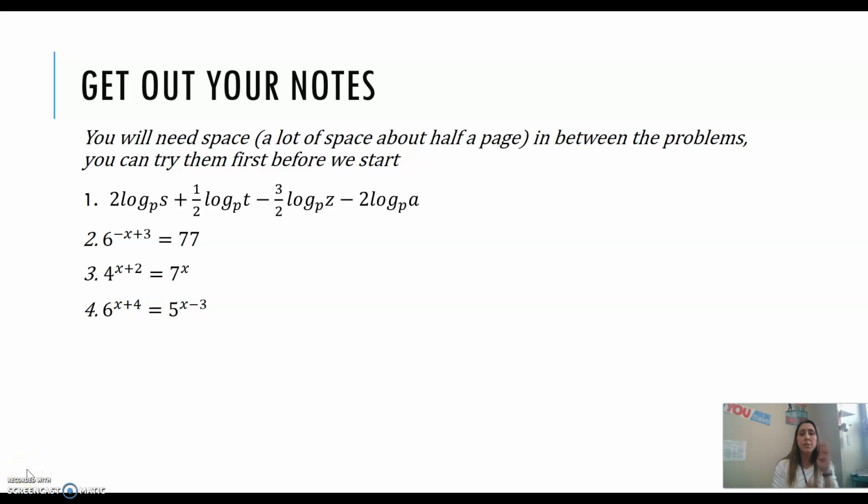Okay, functions, these are the 4 problems I'm going to go over with all of you. So the first one, we're going to be condensing down to 1 log. And then these ones are all exponentials, and these are different ways to solve exponentials. So you can hit pause. You may need maybe not half a page per problem, maybe a quarter page, but we're going to go through each one. So let's do that.